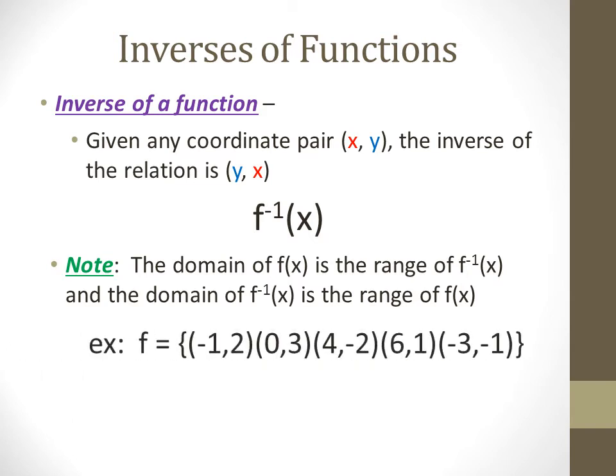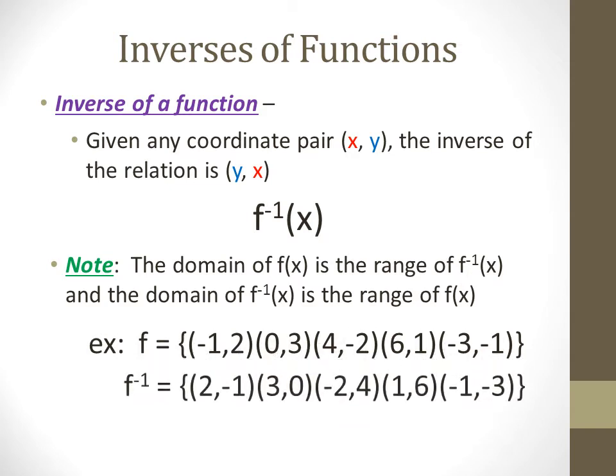Here we're given some relation, some set of ordered pairs. To find the inverse, all I have to do is simply switch the coordinates. Notice how our domain in the original was negative 1, 0, 4, 6, and negative 3. That is now the range of our inverse function. And the range of the original, which in this case was 2, 3, negative 2, 1, and negative 1, is now the domain of our inverse function. So this is the example.